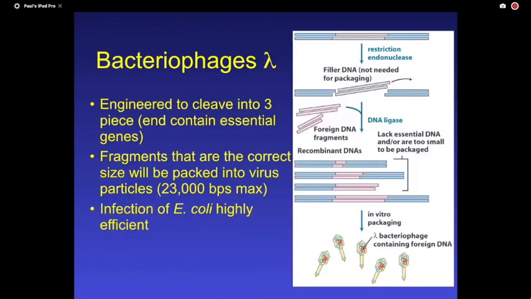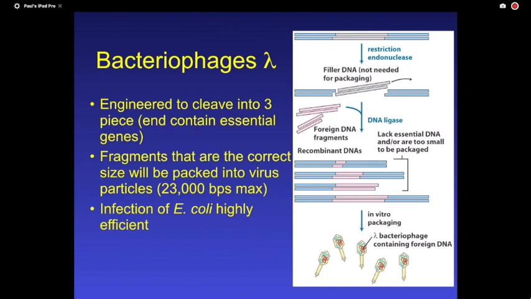Now, if we cut it and we package in our DNA, you get lots and lots of fragments. If it is too short, it doesn't get put into the packaging. If it's too long, it doesn't get put in the packaging. But if it's just right, just like Goldilocks, it will fit into the packaging. Now, we can pack in up to 23,000 base pairs, a little bit larger, okay? Not significantly larger than plasmids, but a little bit larger.